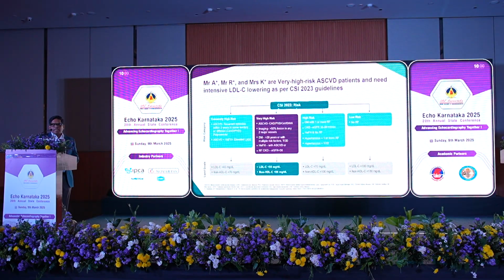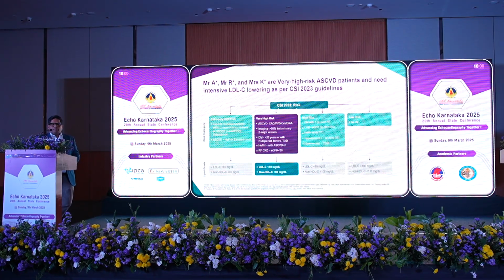And patients who are at very high risk, who have already experienced an event, or patients on imaging who have more than 50% lesion in any of the 2 major vessels, or diabetic patients with more than 20 years of diabetes and target organ damage, or familial hypercholesterolemia patients with an event already, and CKD patients who have an eGFR of less than 30 ml per minute. These are very high risk patients, and they require a very stiff LDL cholesterol target of less than 55 milligrams per deciliter to prevent any further episodes or the onset of any new episodes.